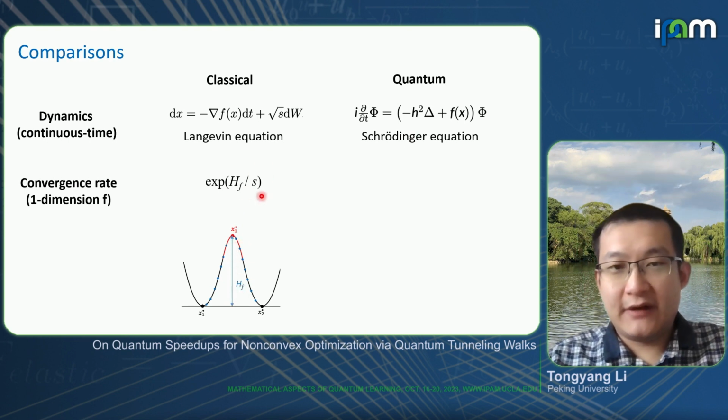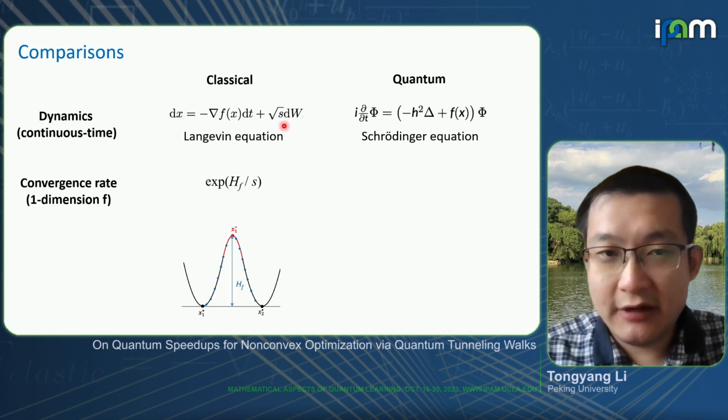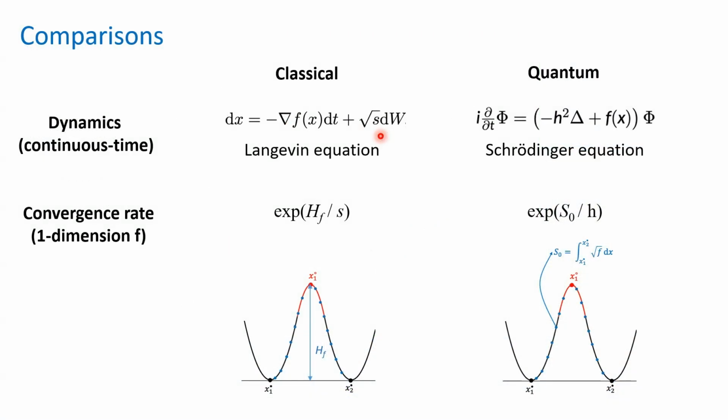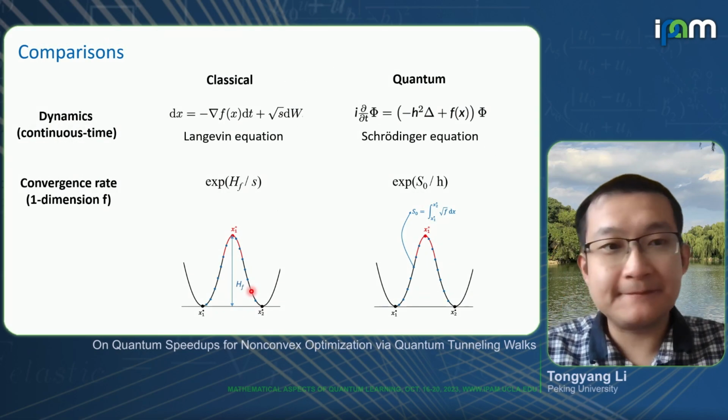So this is HF divided by S, where S is the learning rate of this Langevin equation. On the other hand, if you consider the corresponding quantum dynamics, the time that you need to evolve from the left-hand side to the right-hand side is also an exponential kind of term. But what is in the exponential is different. Here, S0 is such an integral, where you integrate the square root of f from this function value to this function value. So it is more like the shape of this function, instead of only the absolute height, that is going to influence the corresponding convergence rate.